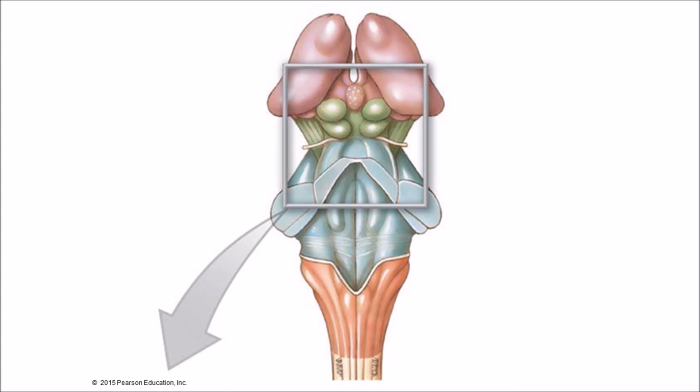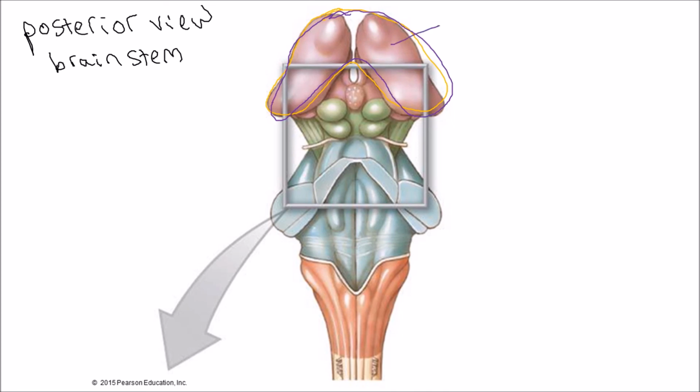Now this is a back view of what we were just looking at. So I'll put brainstem, posterior view. Now if you notice up here, here is the thalamus, which is part of the diencephalon. That's the thalamus, and that's not actually part of the brainstem. It looks like a mushroom cap almost on the top, but that's part of the diencephalon. That's what we removed in order to see the brainstem in the last slide.